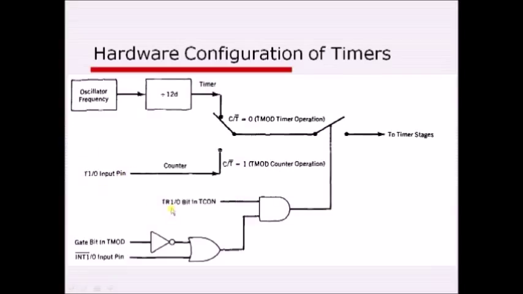Now assuming that this TR bit is 0, and here this gate bit is 0, the output of the NOT gate is 1. As one of the inputs to the OR gate is 1, the output of the OR gate is 1.